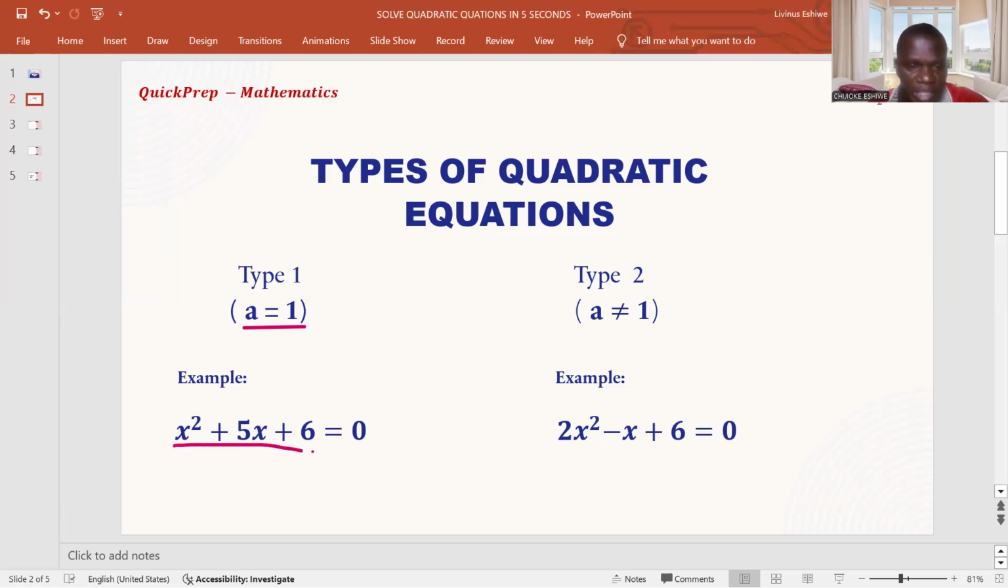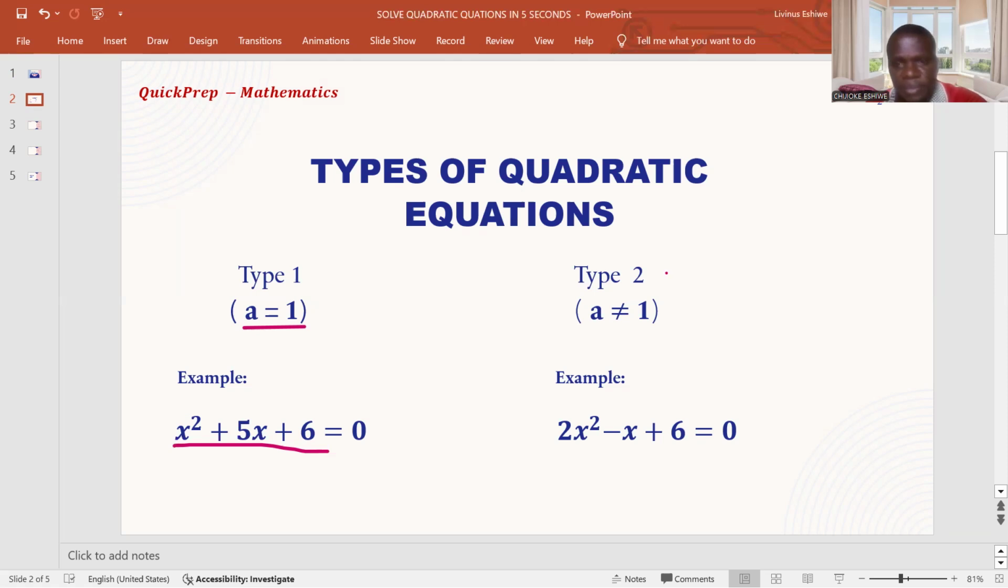You can see clearly that it seems like there is nothing multiplying x squared, but in mathematics we believe that when we can't see anything there, the number is 1. So this is just like 1x squared, which means that a is equal to 1. So whenever you see any quadratic equation such that the squared variable has nothing as its coefficient, then you know it is the type 1 quadratic equation.